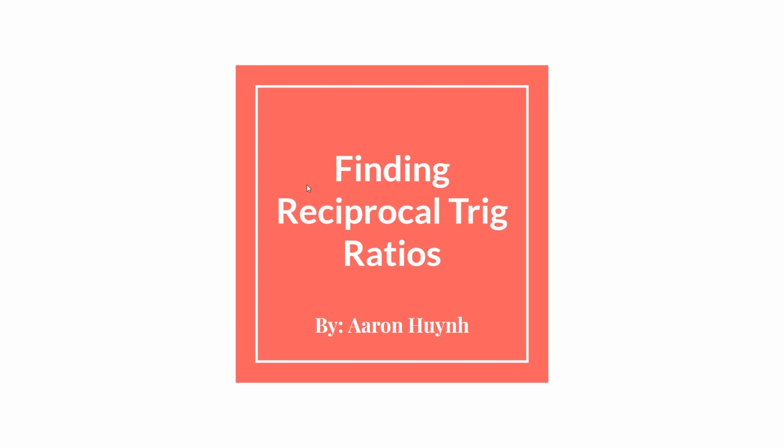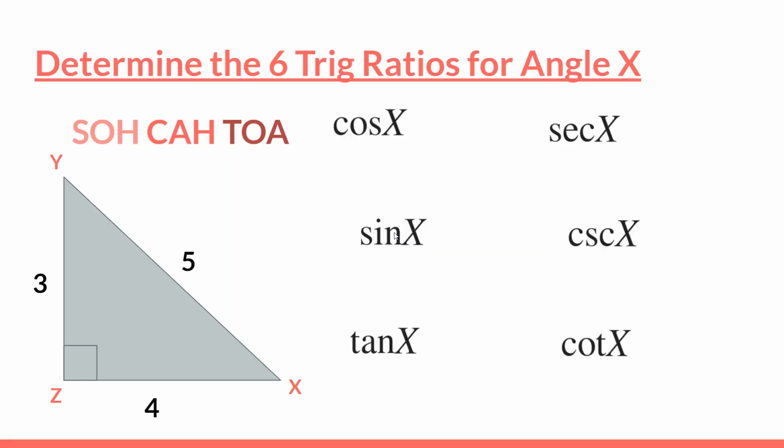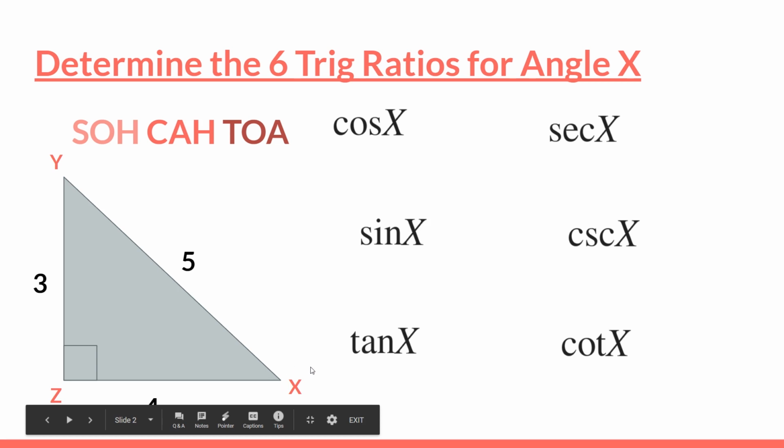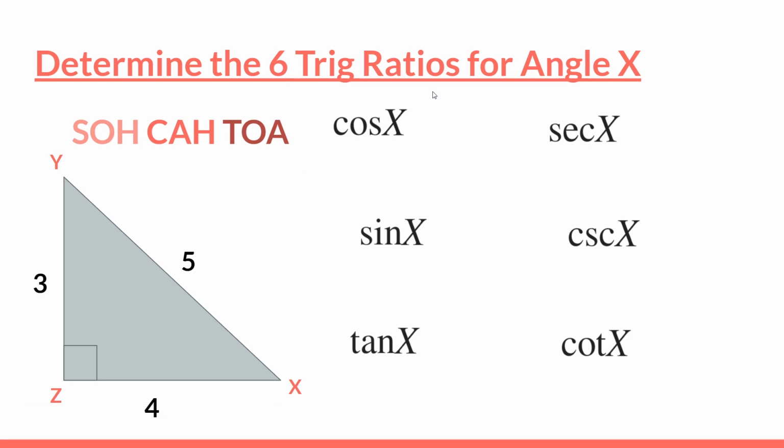For today's project, we'll be finding reciprocal trig ratios. The problem is asking us to determine the 6 trig ratios for angle x. Angle x is right here, so we will be focused on this angle only. And when going about solving trig ratios, we have to use SOHCAHTOA.